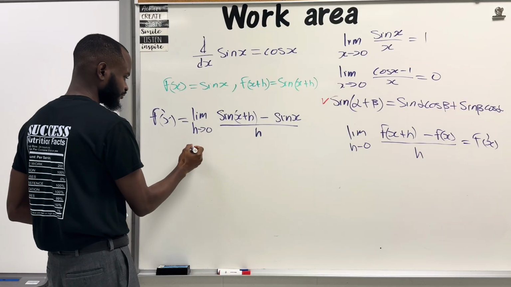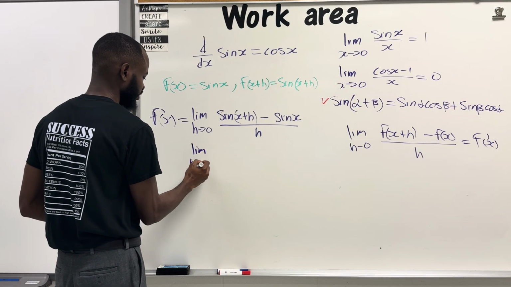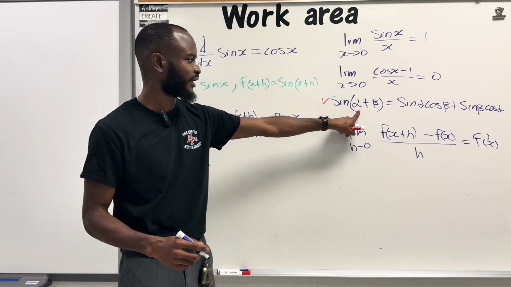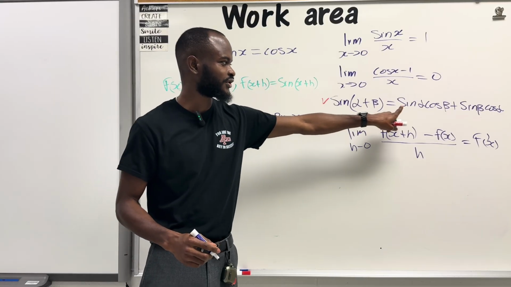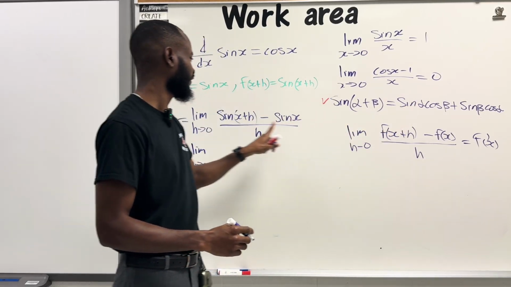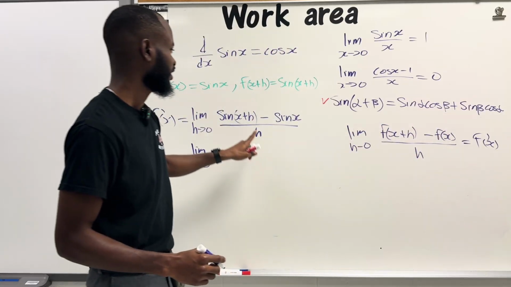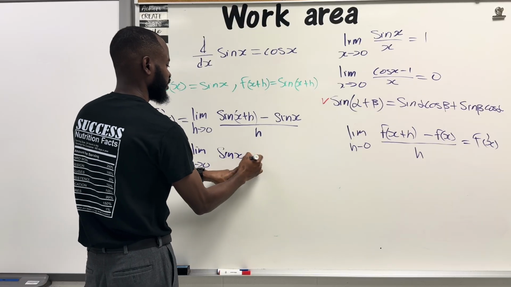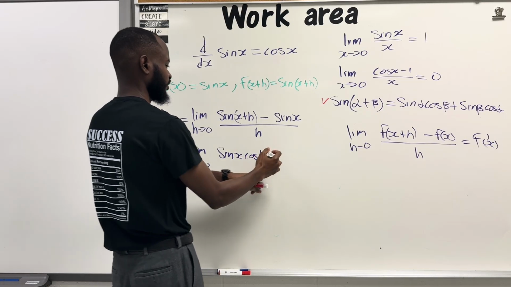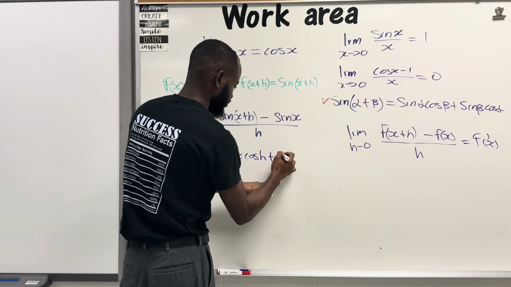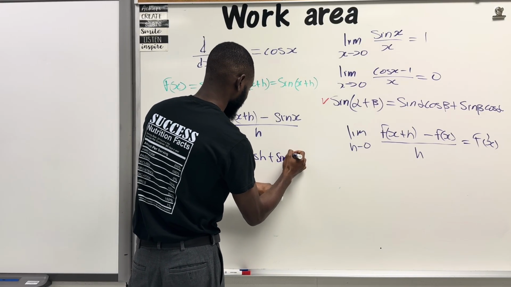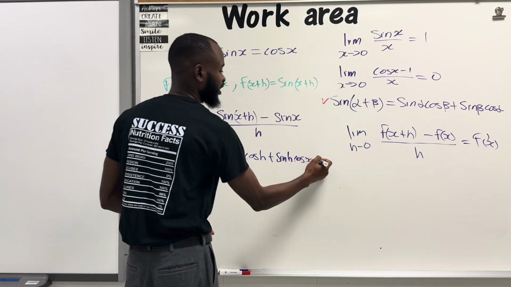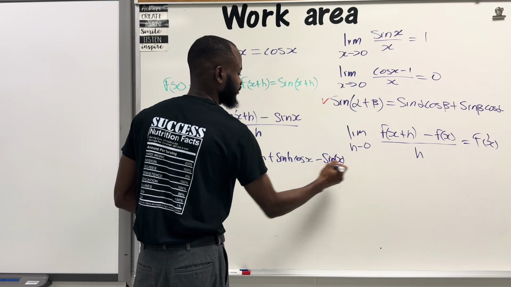So the limit as h tends to 0 of sine of x plus h is going to be, as you can see, x represents alpha right here, and h represents beta. So we're just going to replace where we see alpha with x and where we see beta with h. So this is going to be equal to sine of x cos of h plus sine of h cos of x. And we're going to subtract sine of x.